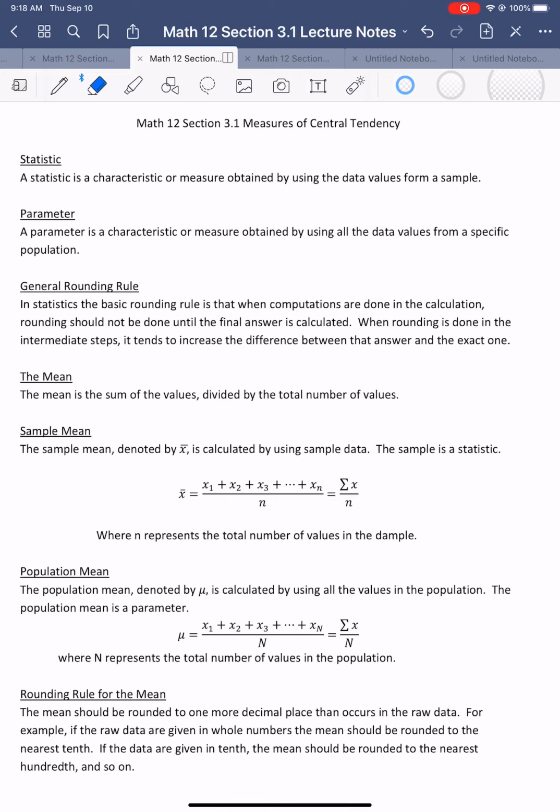Hello, this is section 3.1, measures of central tendency. We want to review what a statistic is and what a parameter is.